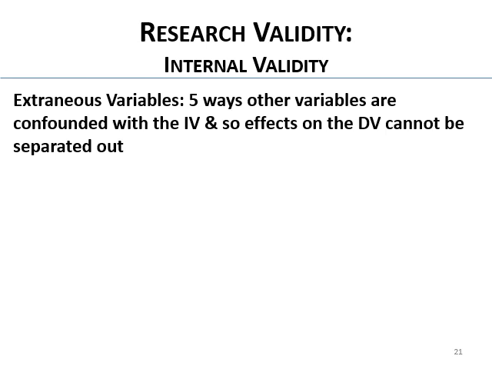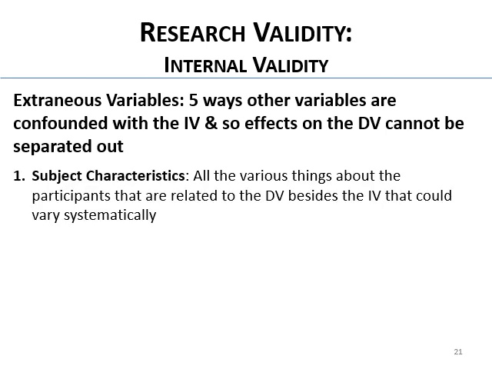So finally, we're going to talk about extraneous variables. These are just 5 other ways that variables are confounded with the independent variable, and so their effects on the dependent variable can't be separated out from those of the independent variable. Subject characteristics is one of these, and these are all the various things about participants that are related to the DV, besides the independent variable, that could vary systematically between your groups.